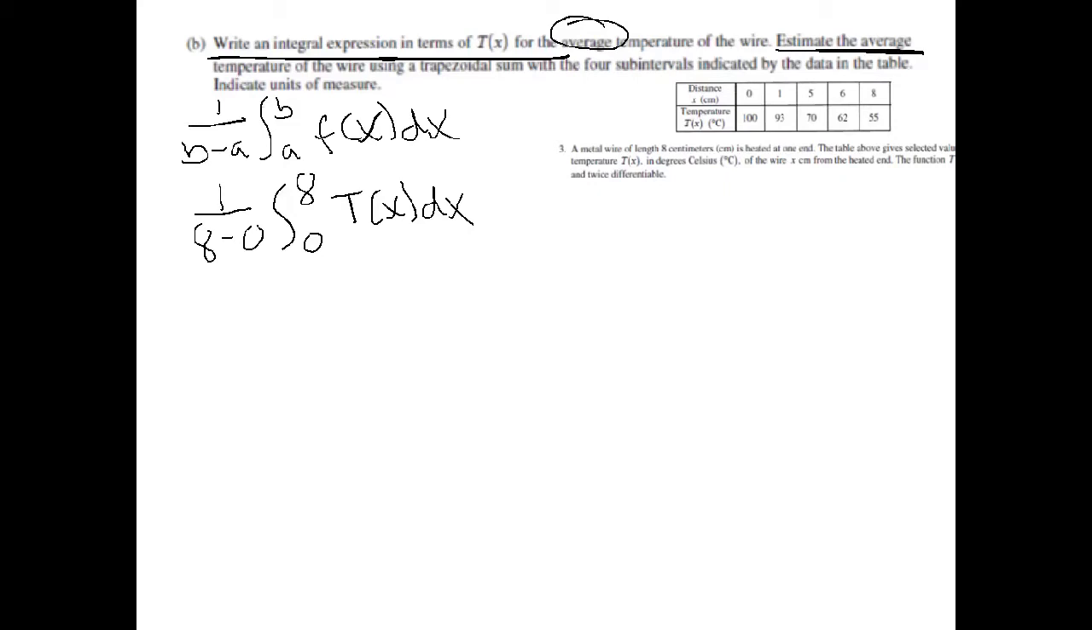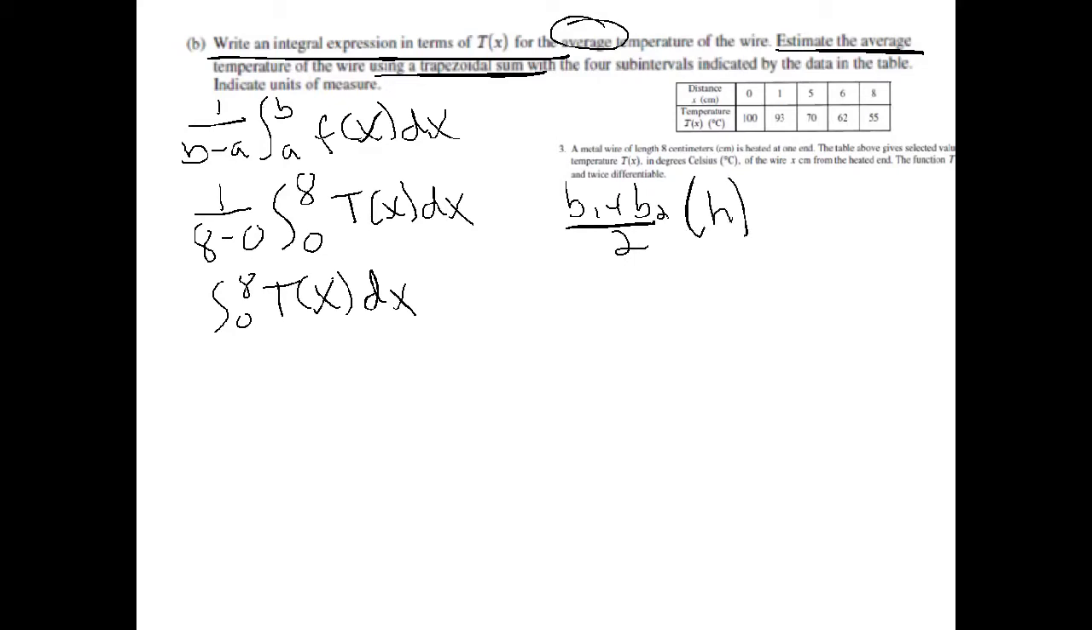Now I need to do the second part. Estimate the average using a trapezoidal Riemann sum with 4 subintervals indicated by the data, which means I now need to evaluate the integral between 0 and 8 of T of x dx. I'm going to do a trapezoidal Riemann sum to estimate. Remember, the area of a trapezoid is base 1 plus base 2 over 2, which is the average of the bases times the height. But we said sometimes it feels more like the average of the height times the base when we look at it as a picture. Either way you think about it, it's the average of the bases times the height.